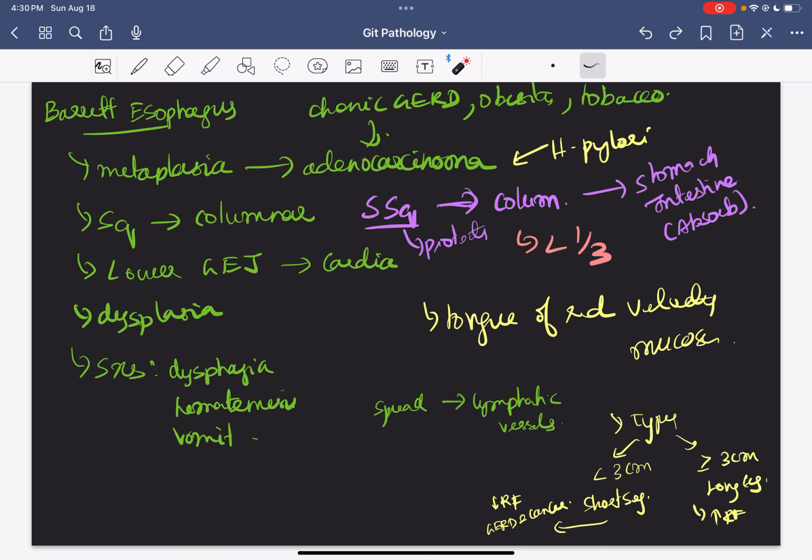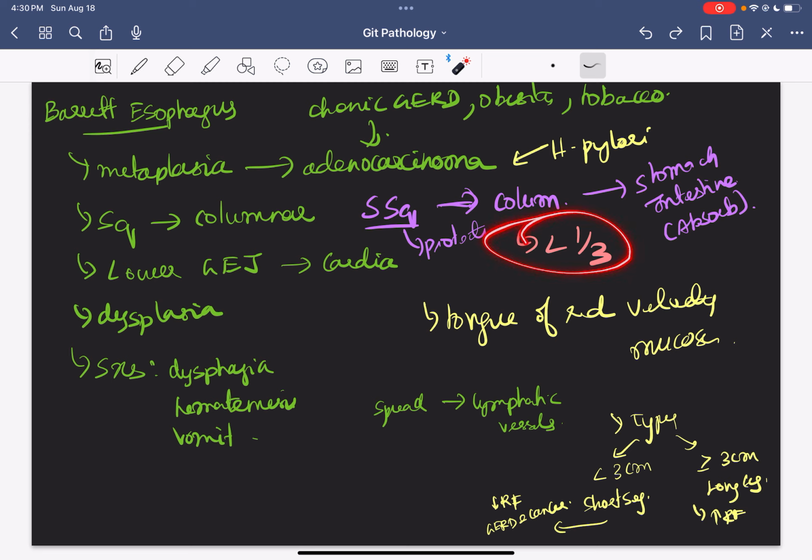You don't need the esophagus to absorb anything. You need the esophagus to be protected from the food that we consume, because that's the first place where the food goes through, right? So you need stratified squamous, but if that gets replaced by columnar, then that's going to be problematic. Instead of protecting, the esophagus is going to get damaged by the food that we consume.